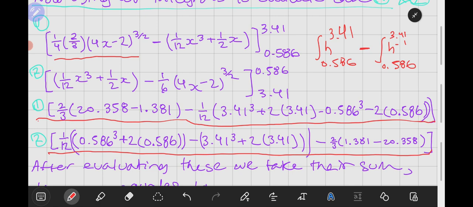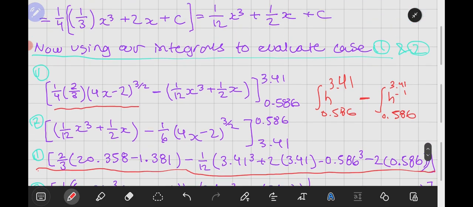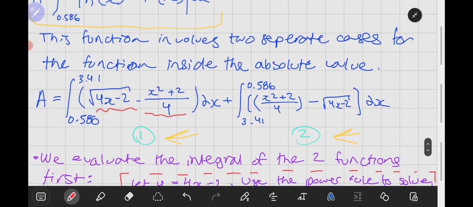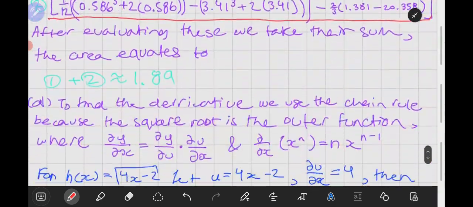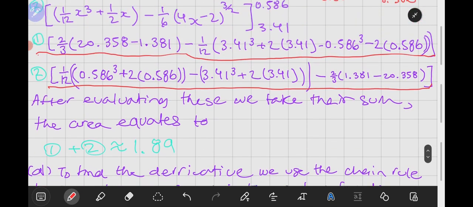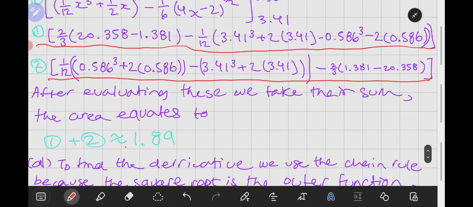Then after, when we plug in the values that these two scenarios yield for the absolute value, we find that the area under the curve is equal to 1.89, okay?